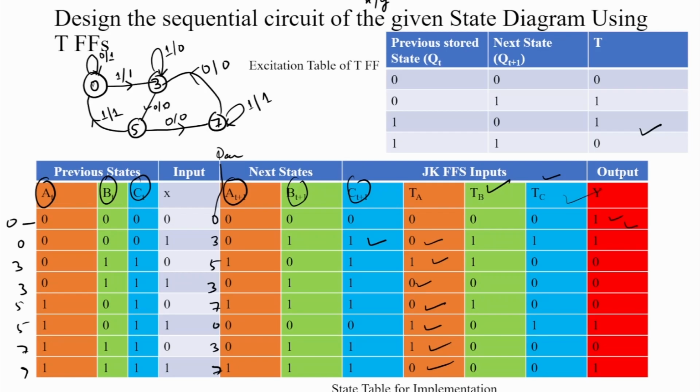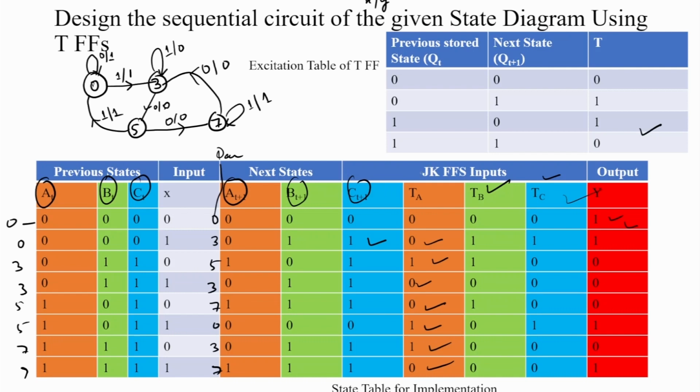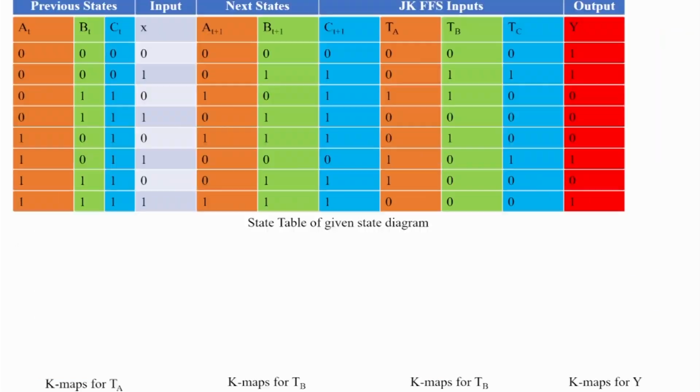After determining the values, we design a K map for all the inputs and then find the output. This is not JK flip flop inputs here, it is wrongly written. These are T flip flop inputs. It was written by mistake here, and similarly here these are also T flip flop inputs from the state table of the given state.